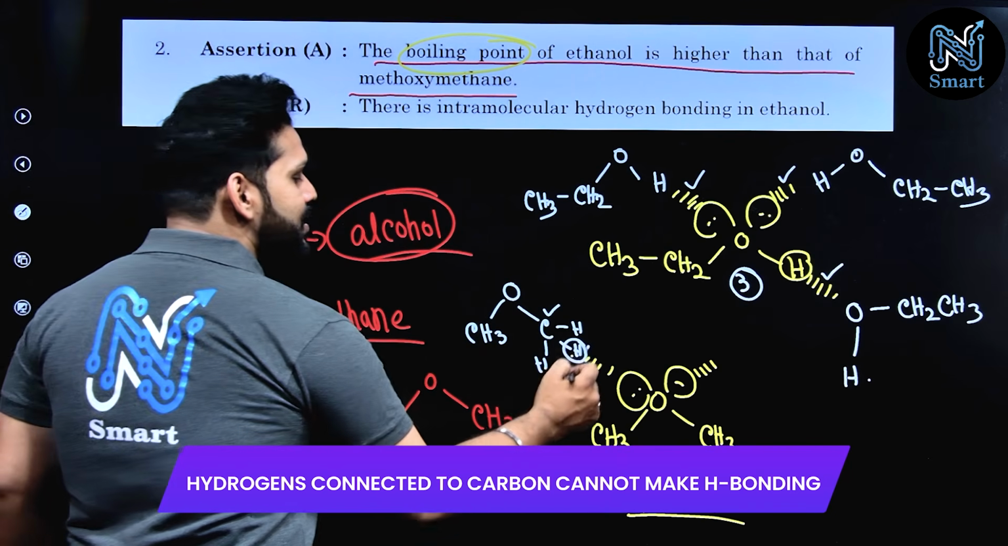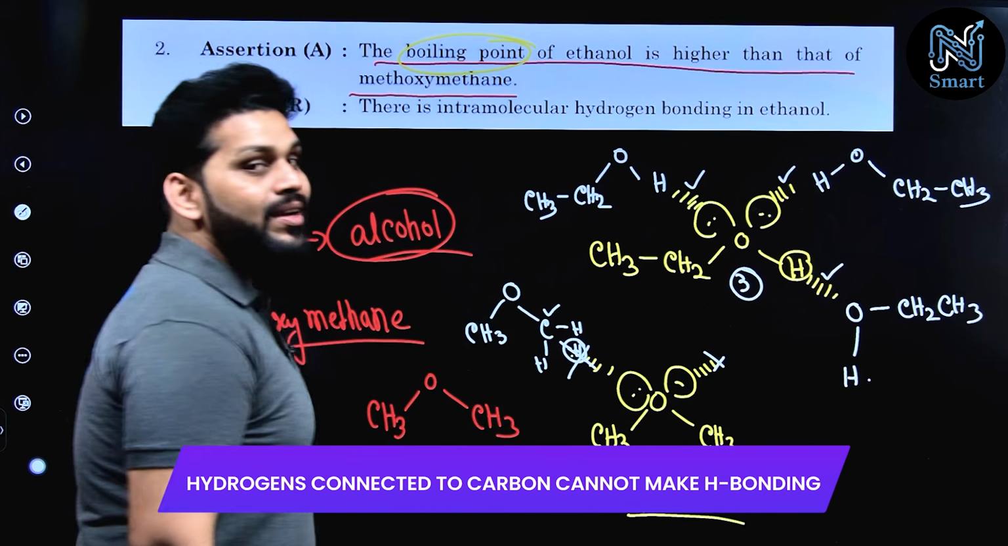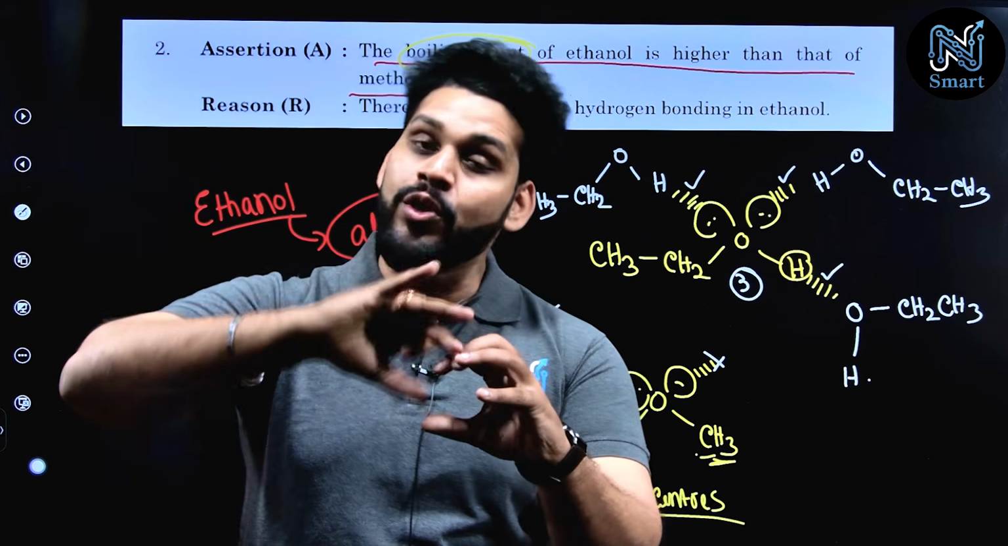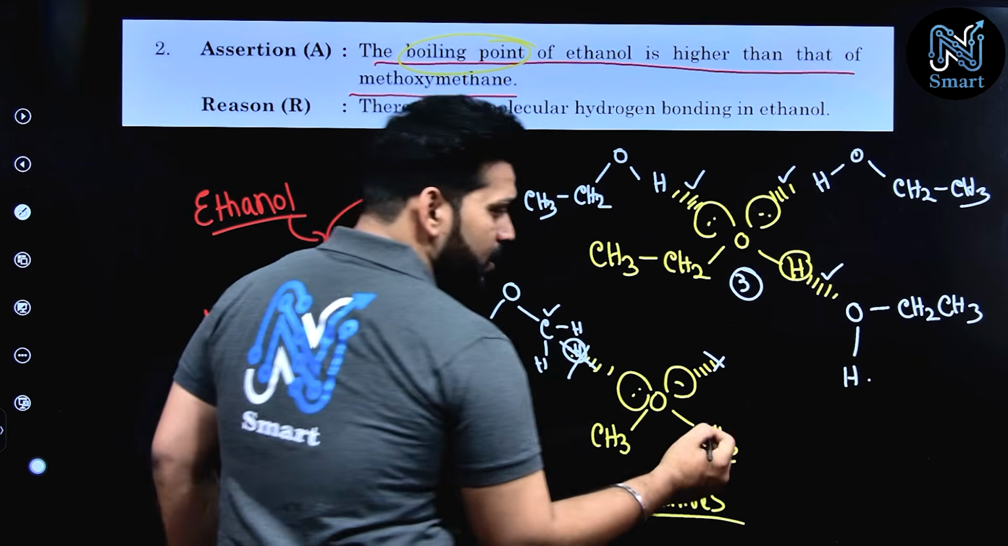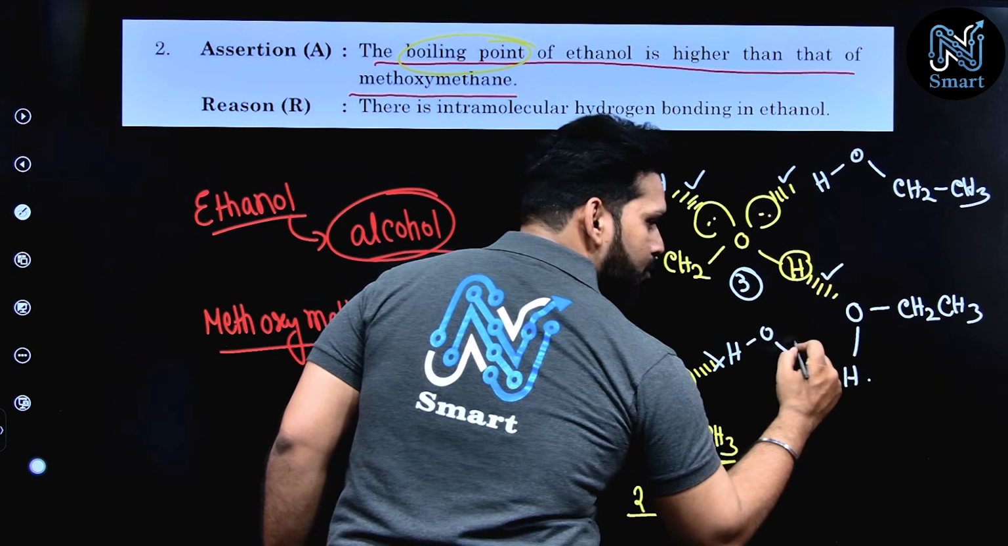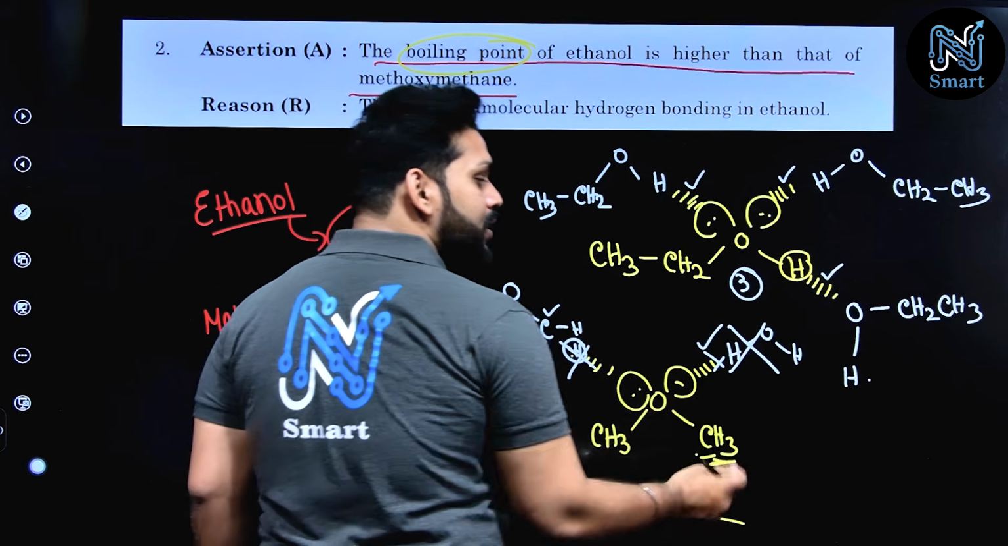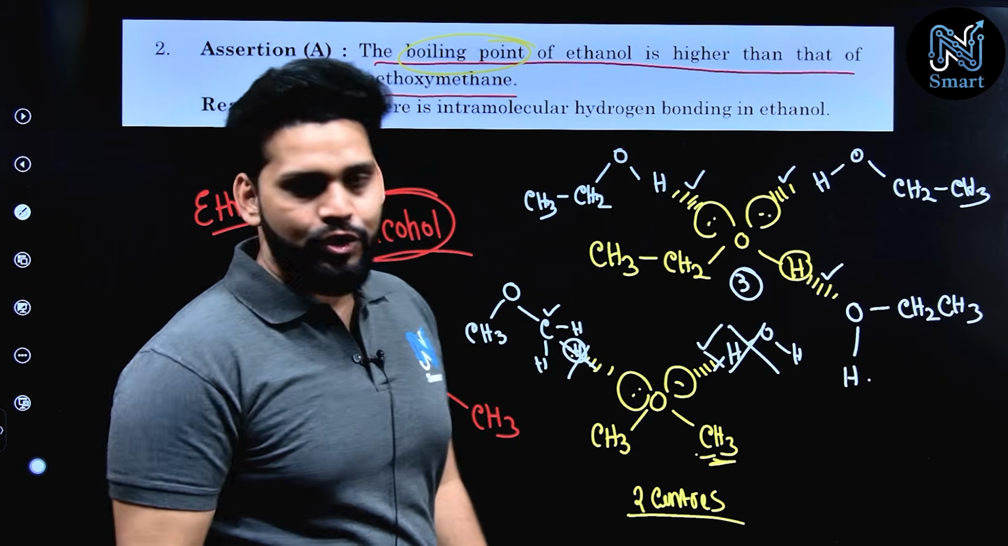So these centers might be 2, but it cannot make any hydrogen bonding with itself. With water, yes, it can. If I just consider water, water has the hydrogen connected to oxygen only. So with water, it can make hydrogen bonding, but with itself, it cannot make hydrogen bonding. Did you understand my point, guys?